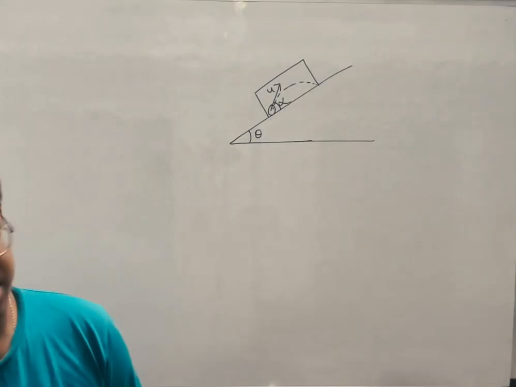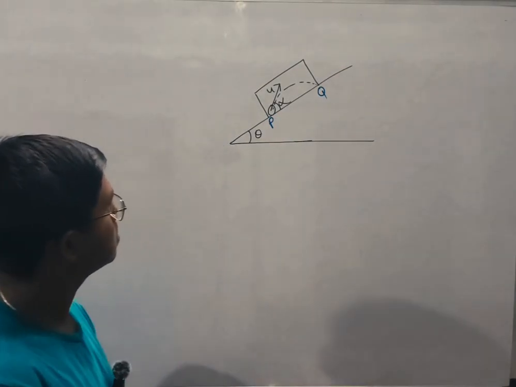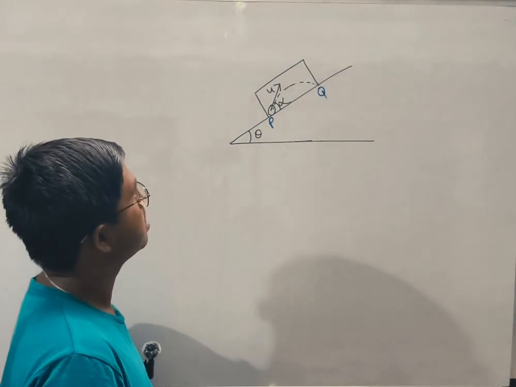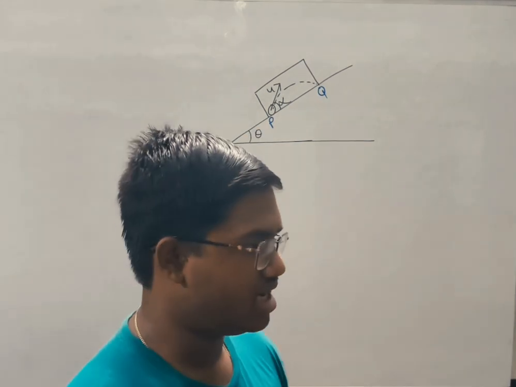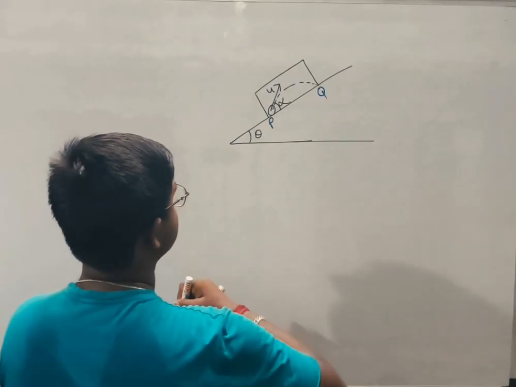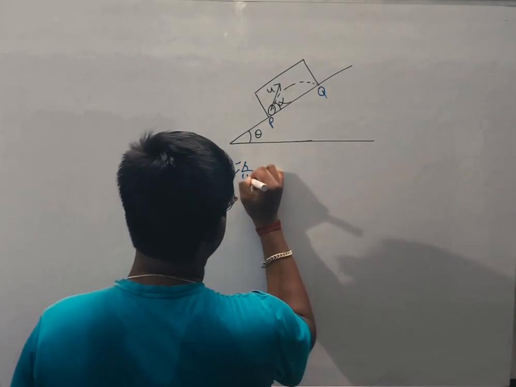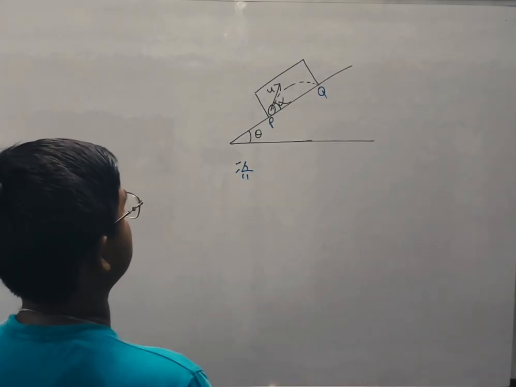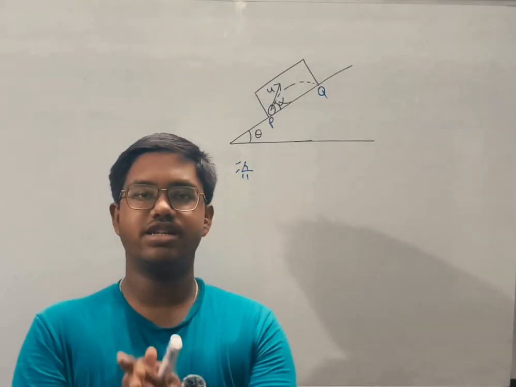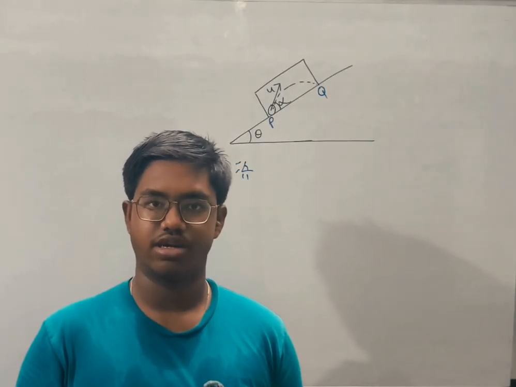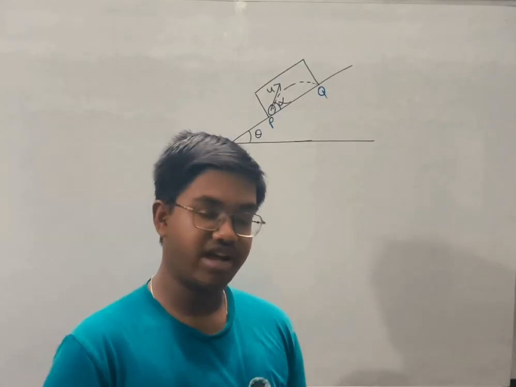What have they asked in the question? They have asked the distance PQ. What is the distance PQ? This is the first question. And in the second question, they have asked that someone is standing here and watching the ball. He has seen that the vertical displacement of the ball is there, but the horizontal displacement of the ball is 0.